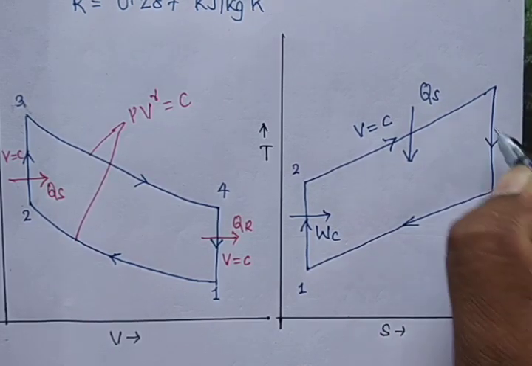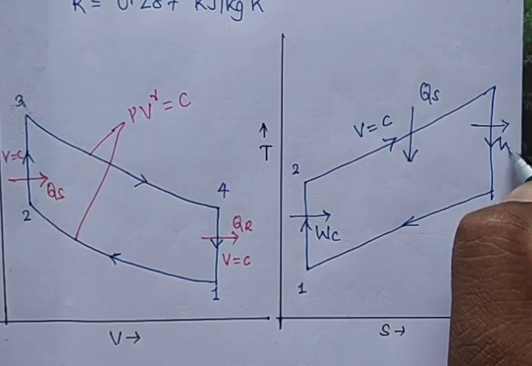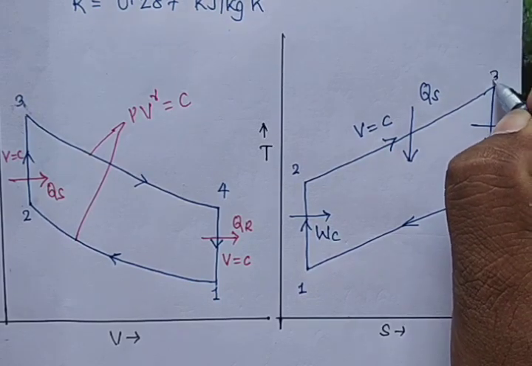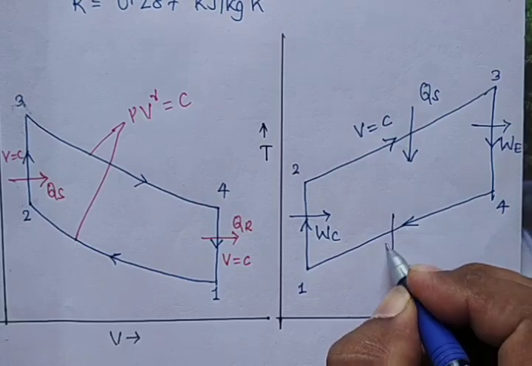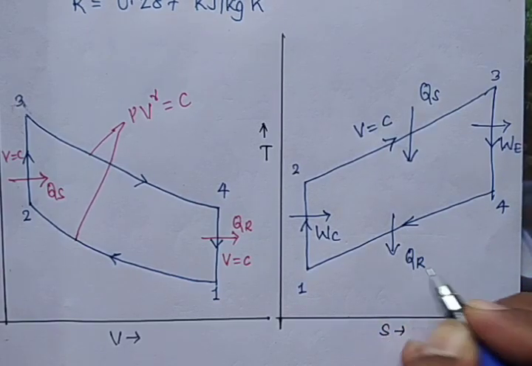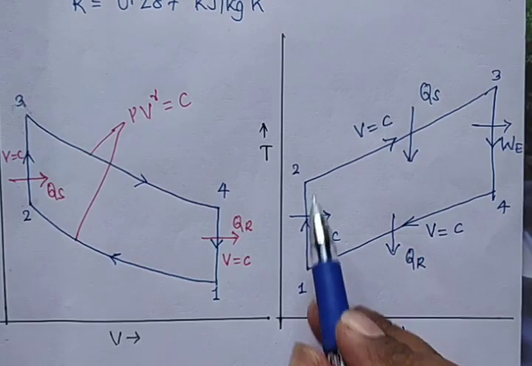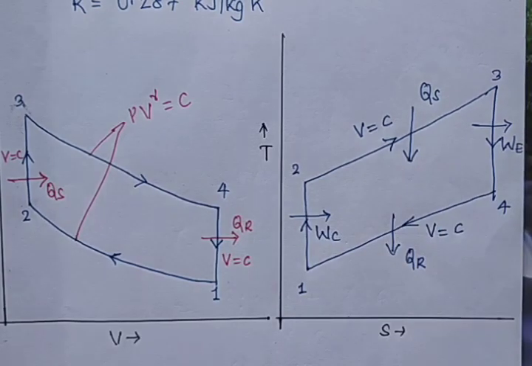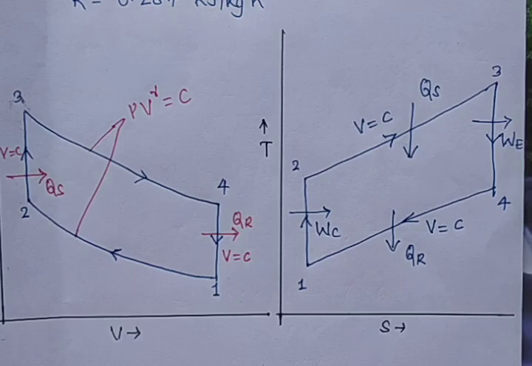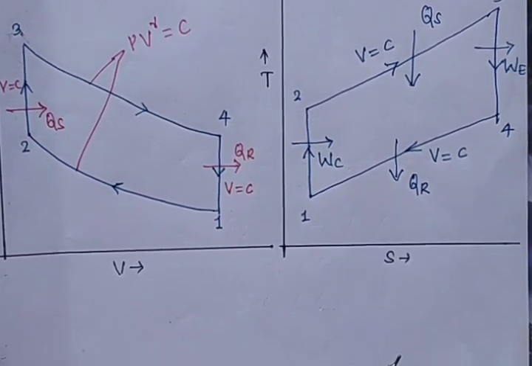And then work of the engine, that is from 3 to 4, and then heat rejected from 4 to 1 again at constant volume. So 2 isentropic processes and 2 constant volume processes constitute an Otto cycle.